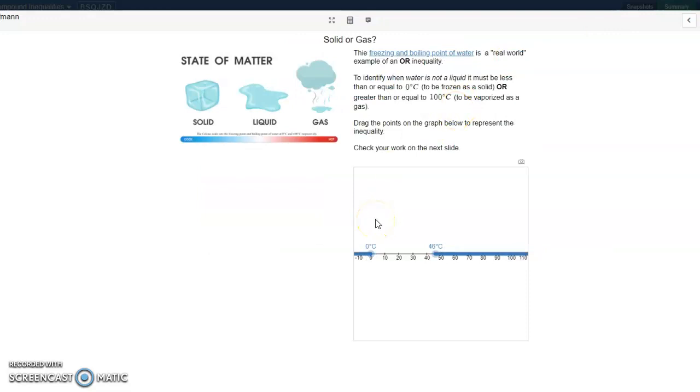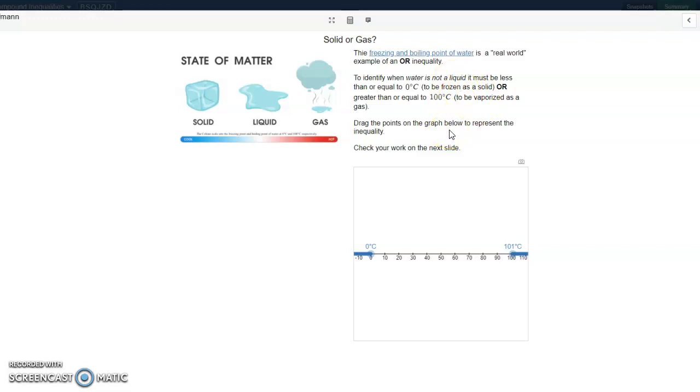All right, now here, I'm going to have an example of an or inequality. To identify when water is not a liquid, it must be less than or equal to 0 degrees. So I have 0 degrees here, and then all the numbers that are less than that, like negative 10, negative 11, that's when my water would be frozen, so it'd be a solid. Or greater than or equal to 100 degrees Celsius, so I'm going to slide this over to 100. Then my liquid would be a gas.